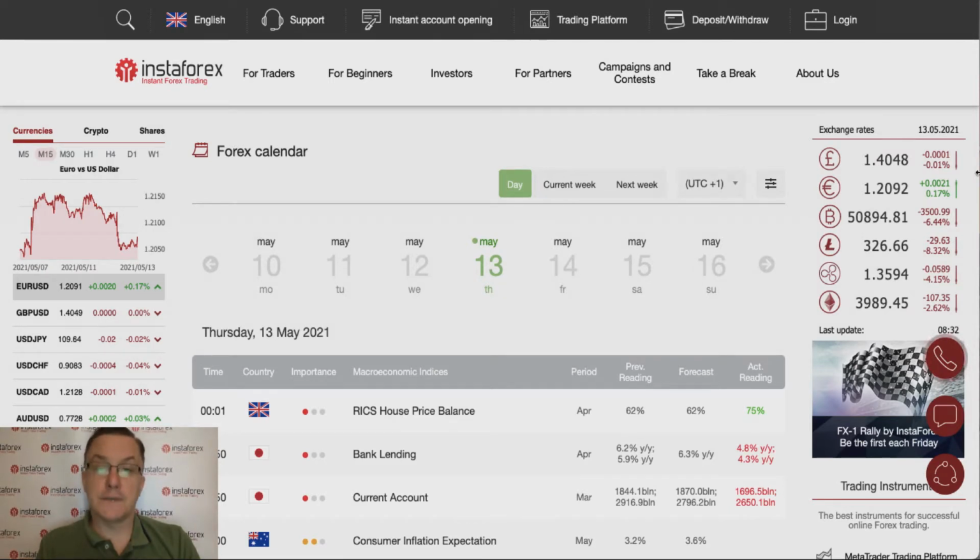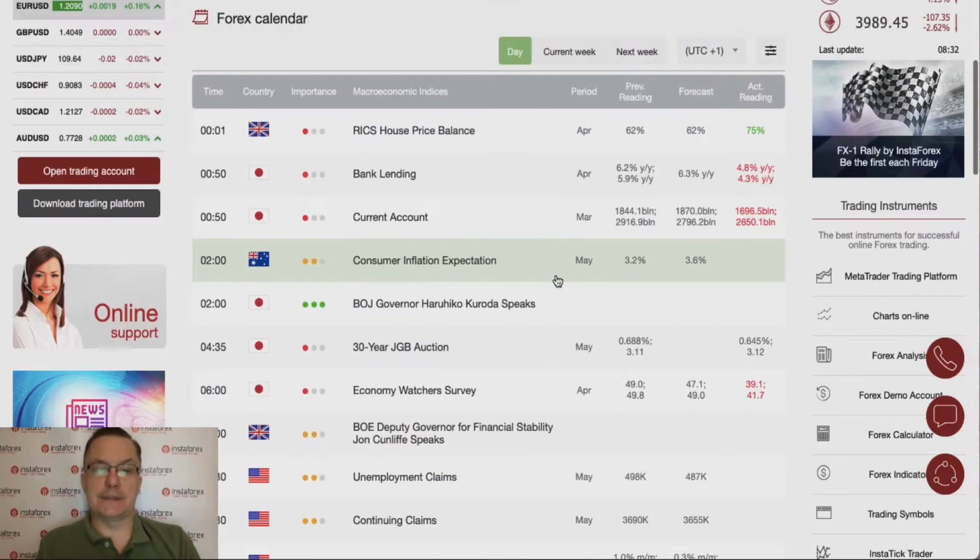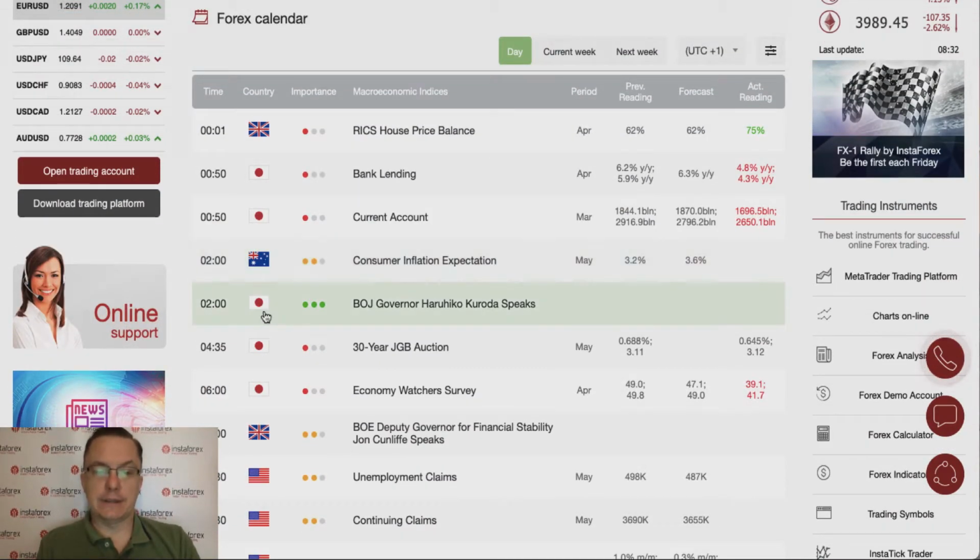Today is Thursday, 13th of May 2021. Let's take a look at the Forex calendar to see what is going on today. As you can see, when we take a look at the calendar, we can see that there was kind of an interesting event overnight.